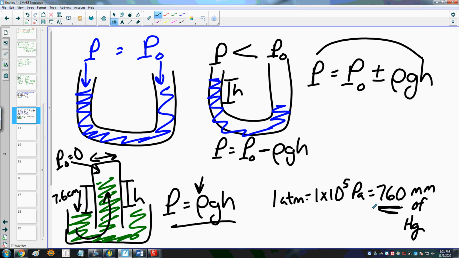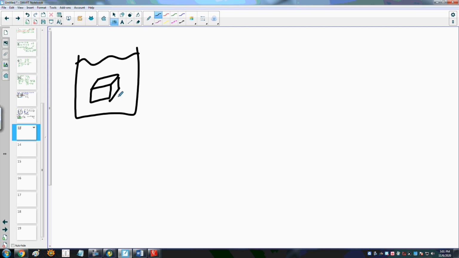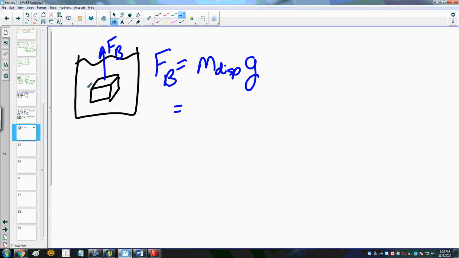Anyway, Archimedes' principle. Archimedes' principle says that if I have an object that is submerged in a liquid, then it has a buoyant force acting upon it. And that buoyant force is equal to the weight of the displaced fluid. That weight is the mass of the displaced fluid times g. The displaced fluid has a volume equal to the volume of the object. So the mass of the displaced fluid is going to be the density of the fluid times the volume of the object.